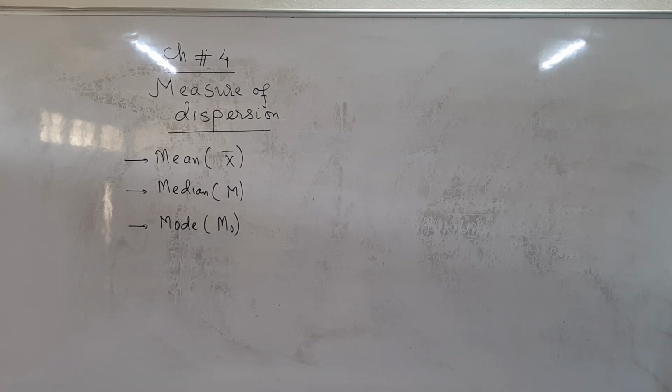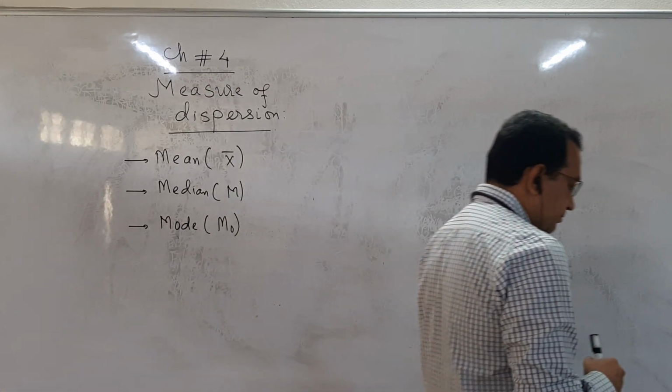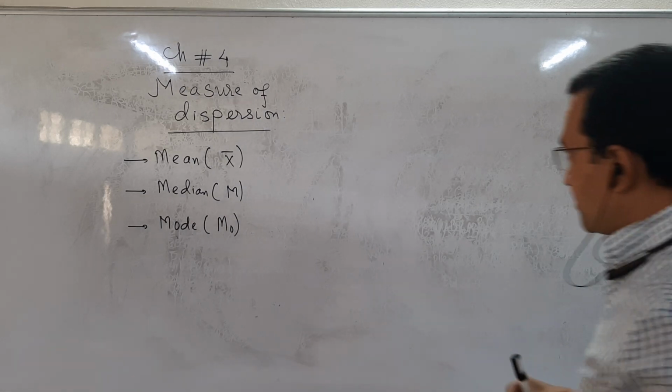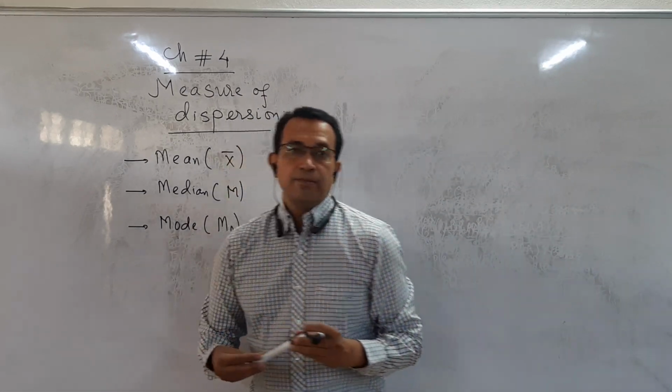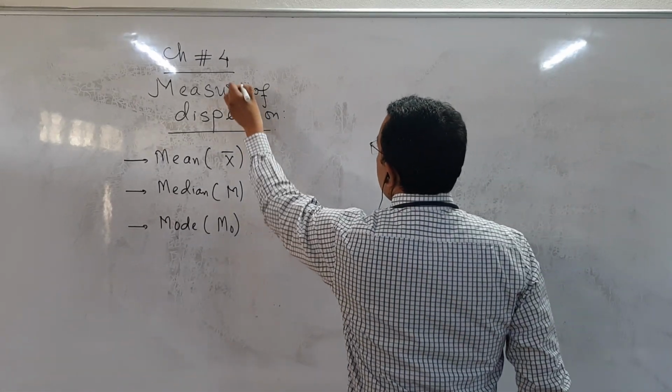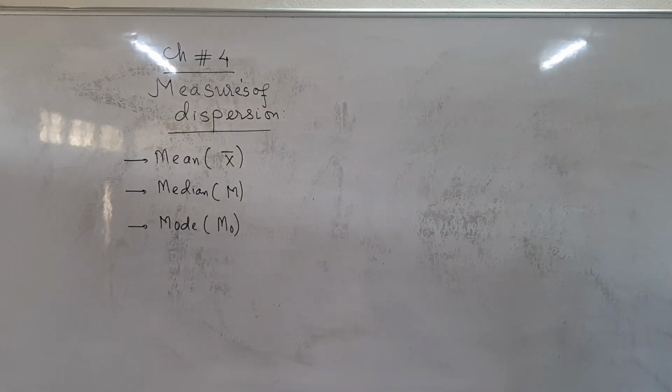So recall, students, in chapter number 3 we have studied all the basic measures of central tendency: mean denoted by x bar, median denoted as M, and mode denoted by M0, plus all the basic positional averages such as quartiles, deciles and percentiles. Now students, in this chapter we are going to study measures of dispersion.